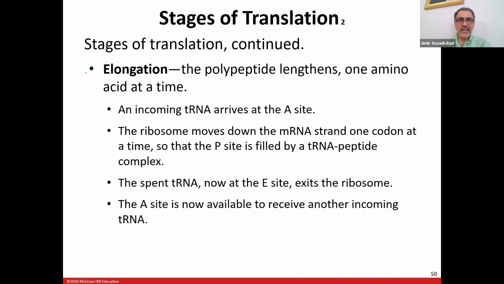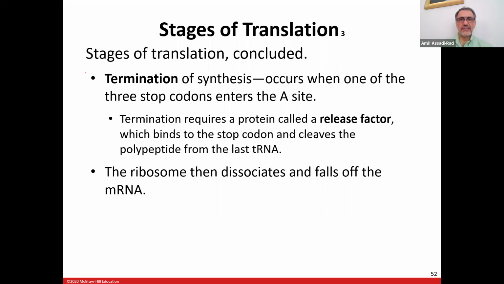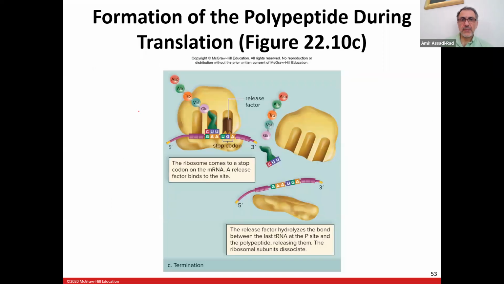The incoming tRNA arrives at the A site, and the ribosome moves down the mRNA codons. As I said, the mRNA must keep moving. I hope you all know that the spent tRNA now exits the ribosome at the E site, and so on and so forth. The A site is now available to receive another incoming tRNA right here. Just showing it to you again. Termination: there's supposed to be a stop codon on the mRNA at the termination site, the very last codon, the stop codon, which they're talking about here.